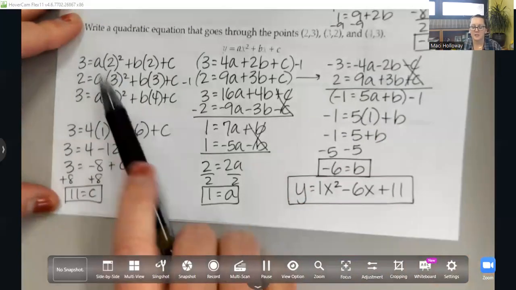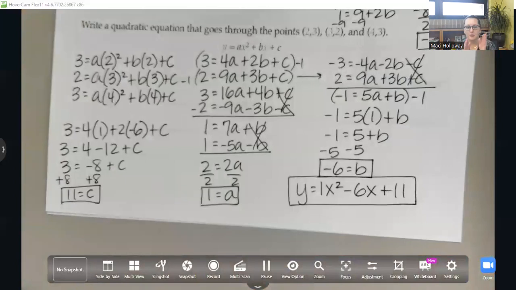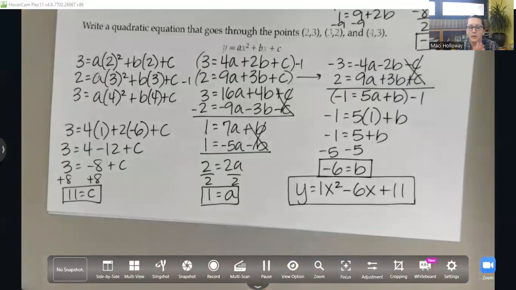All right. So when you come into class, make sure you have this side done, and we're going to go into Desmos, look at some real world pictures, and write our own equations. So I'll see you then.